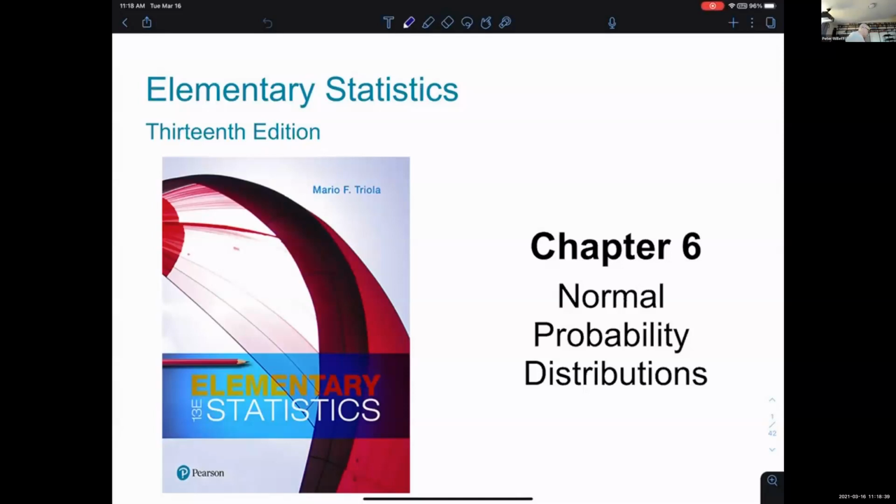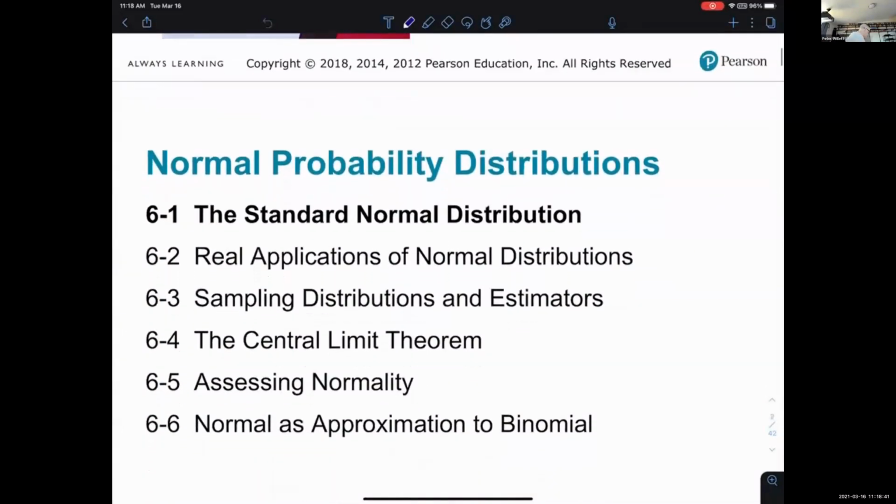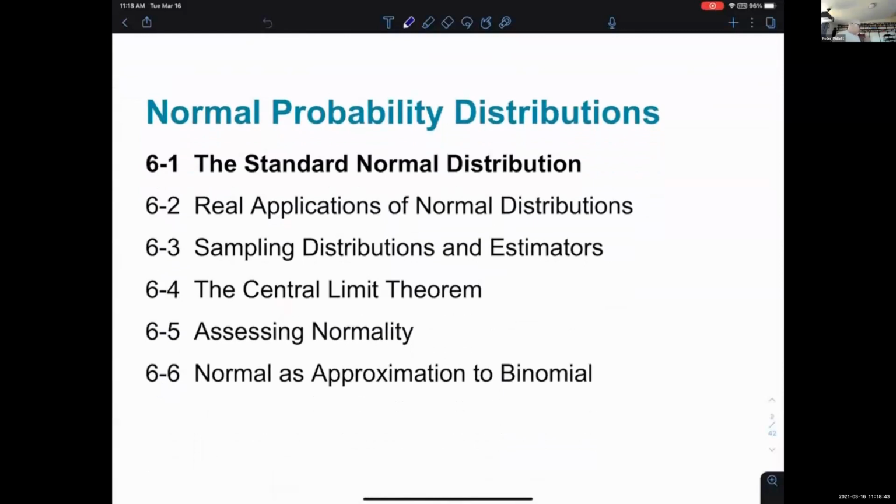So if we look at chapter 6, we have 5 sections. The 6th section is not covered. Normal approximation to binomial is an extra section that we don't plan to cover at all, so you will not see that included on the homework or on any of the exams. But we're beginning with the standard normal distribution in 6.1, and that's what we're going to introduce today.